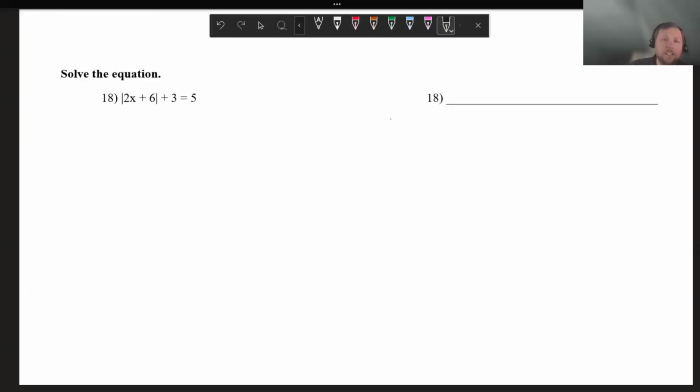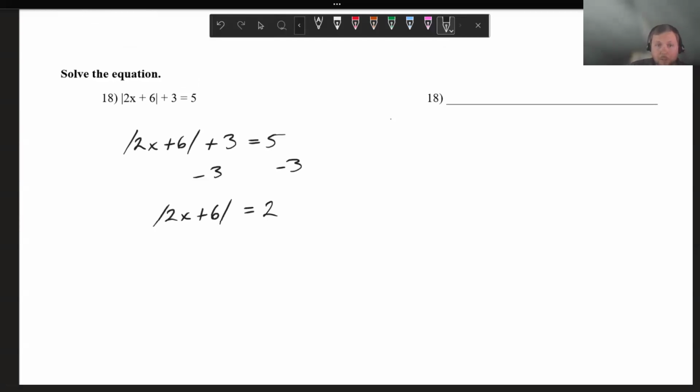Okay. The absolute value of 2x plus 6, all plus 3 is equal to 5. So I subtract 3 from both sides. So I have the absolute value of 2x plus 6 is equal to 2. This splits into two equations. One version, you just write it down without the absolute value. And then the other version, and this is a shortcut.